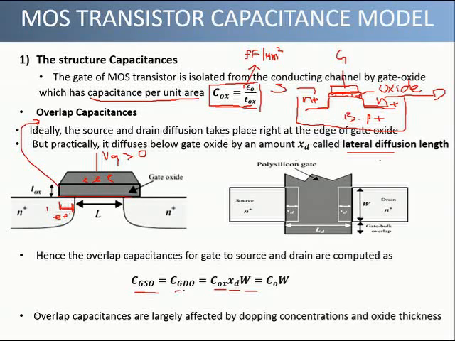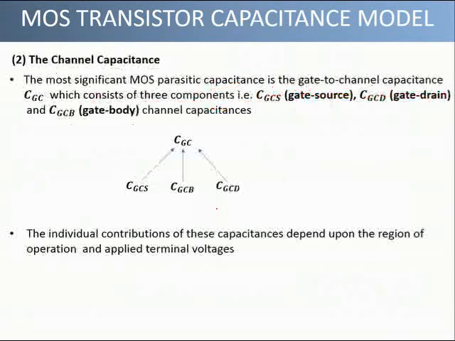So gate to source and gate to drain overlap capacitance is equal to oxide capacitance per unit area multiplied by the area of diffusion, which is equal to diffusion length times transistor width. In technology data sheets, a parameter is also given which is called overlap capacitance per unit length, where CO is equal to Cox times xd, and units of CO are femtofarad per micrometer.